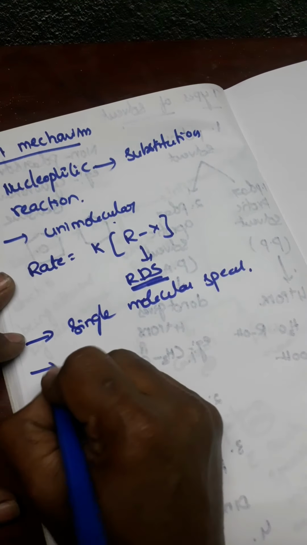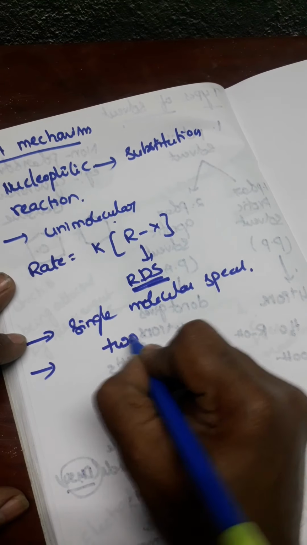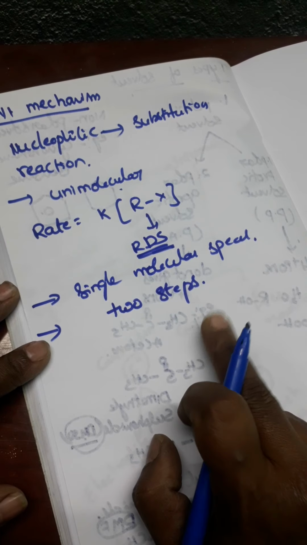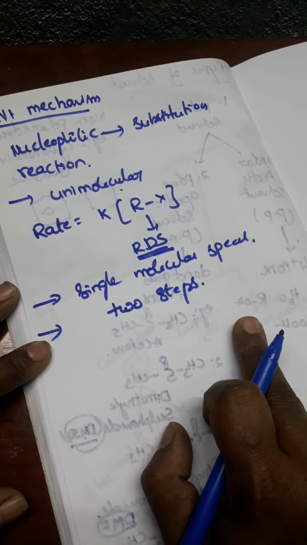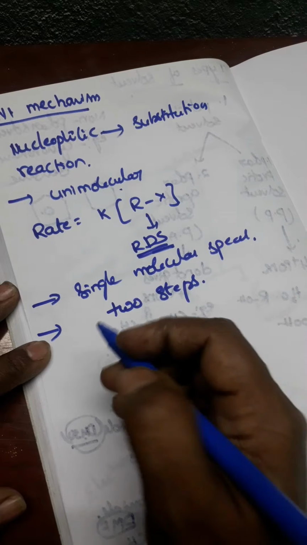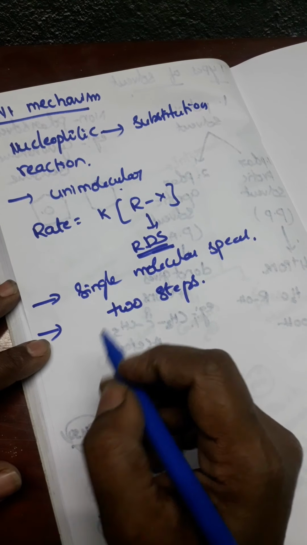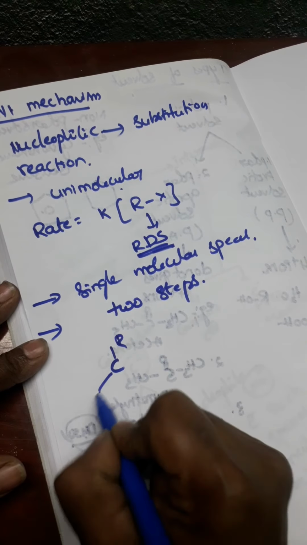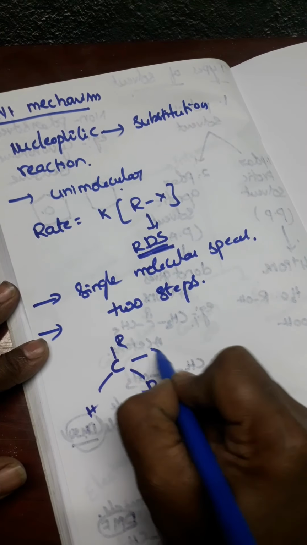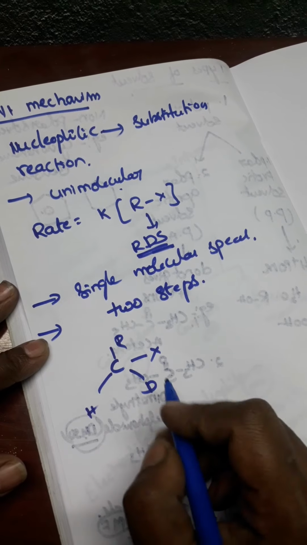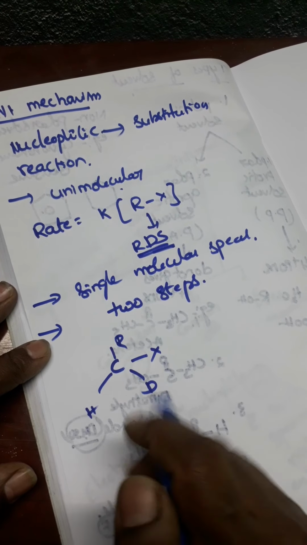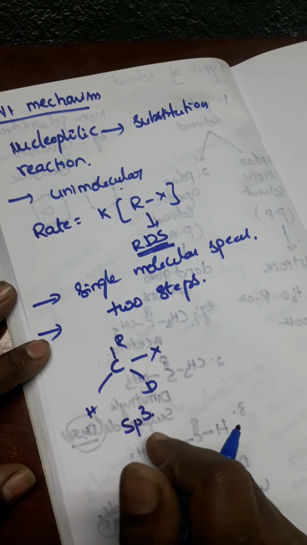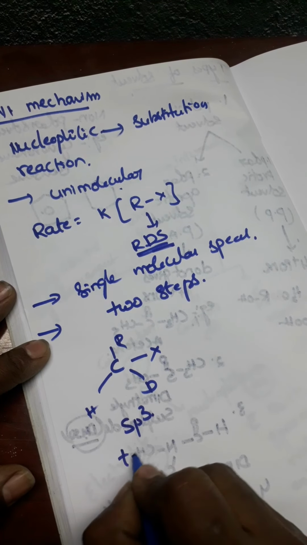And also it goes by two steps. In the SN1 mechanism, carbocation is the intermediate, and for example, we take a carbon atom with four different groups, that is C, R, H, D, X. These are four different groups. Okay, here this has sp3 hybridization, and the shape is tetrahedral.